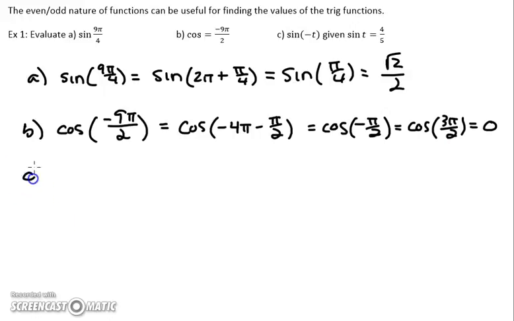And then finally, sine of negative t, given that sine of t is 4/5, well, we know sine is odd, which means sine of negative t is going to be equal to negative sine of t, which is going to be equal to negative 4/5.